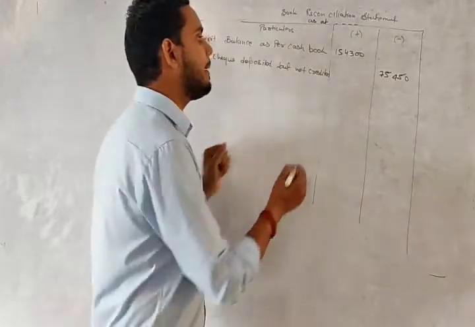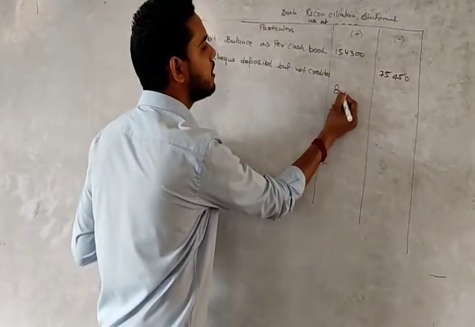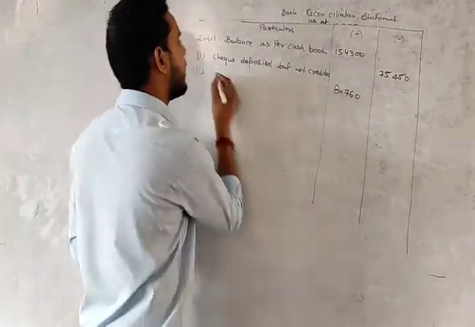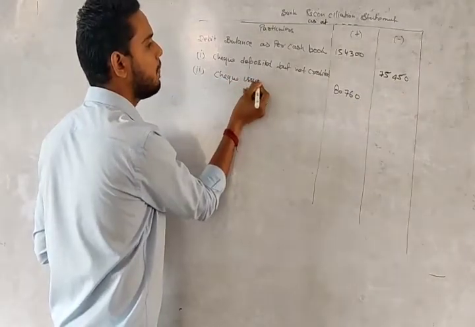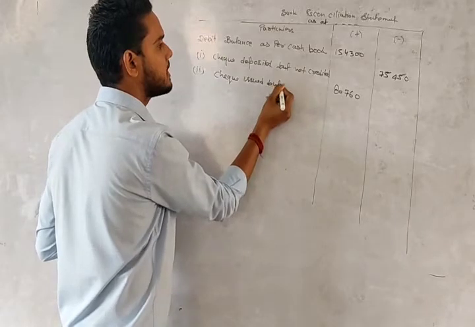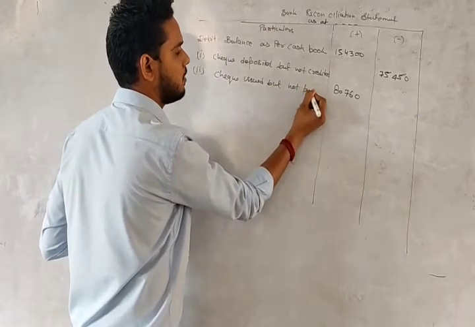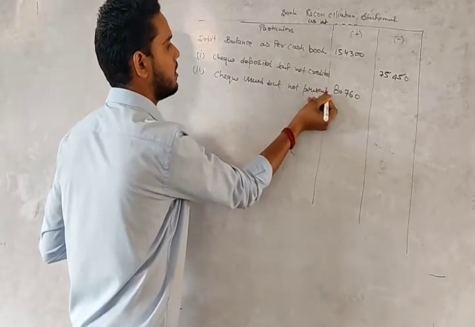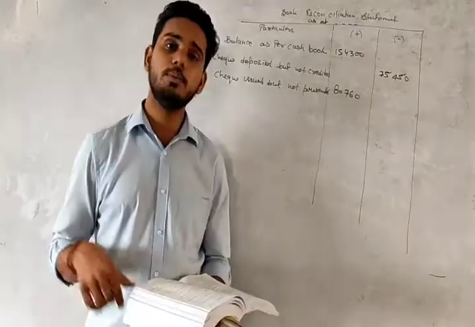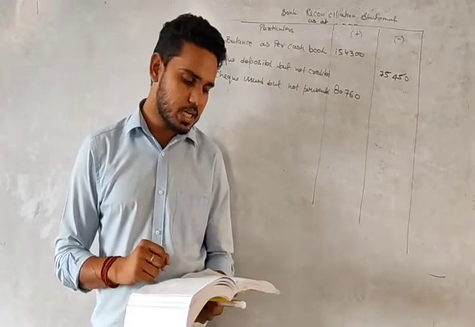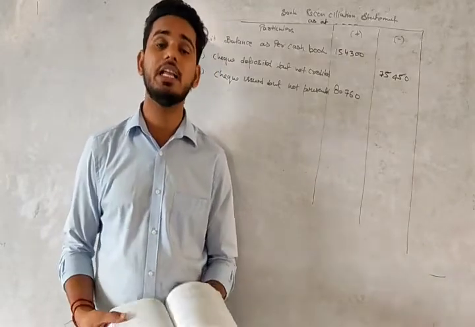So write in the plus column 80,760, and that is what? Check issued but not presented for payment. Okay, that is the thing. Now let's see the next point. The third point is bank charges not yet recorded in cash book, 1,135.